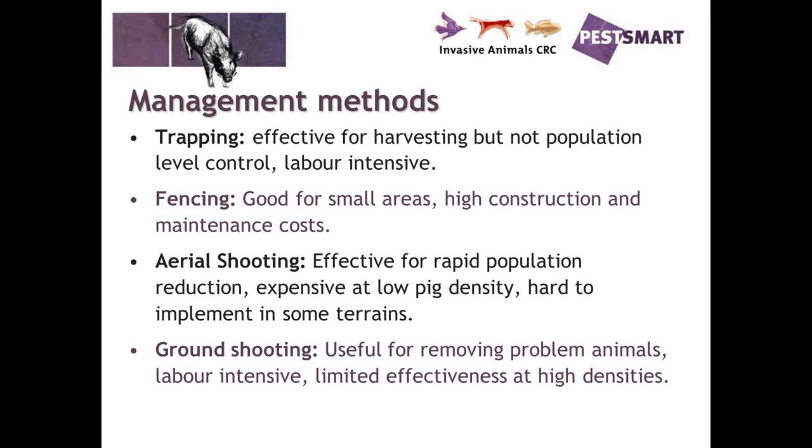Aerial shooting is another one that's often undertaken in sort of remote areas. It's effective for rapid population reductions, although it gets expensive when pig numbers are low, and it's hard to implement in some terrain. So where it's heavily forested, it's difficult to see the animals from the air. They're not so useful in those situations, but in others.